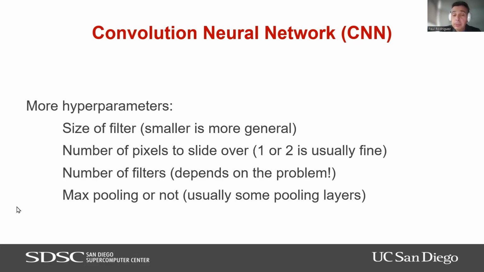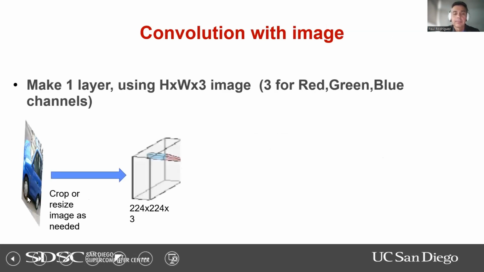Are you going to do max pooling or not? Max pooling was nice because it summarizes the image. It helps downsample an image. Some people think it really helps performance that way. And so usually people use some pooling layers, but not always right after every convolution layer. Sometimes you have a block of convolution layers, and then you might do a max pooling. So you'll see some variation in how that gets implemented. And let's put this all together and see what a convolutional neural network looks like.